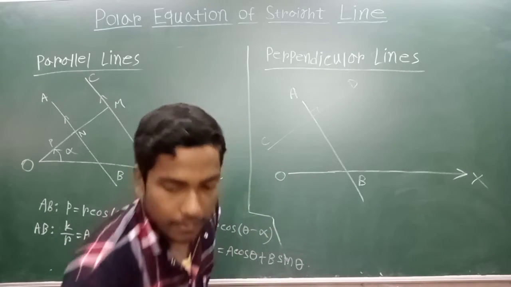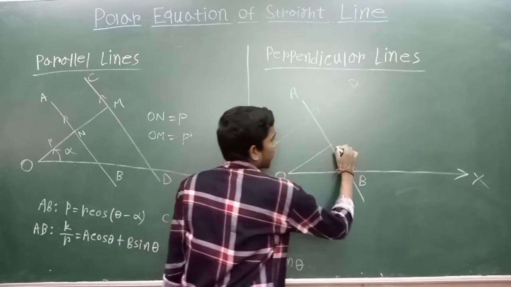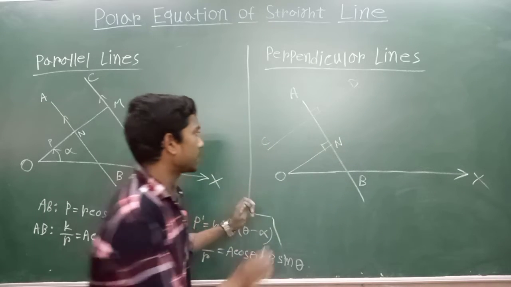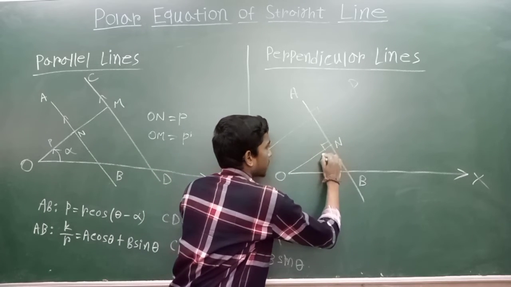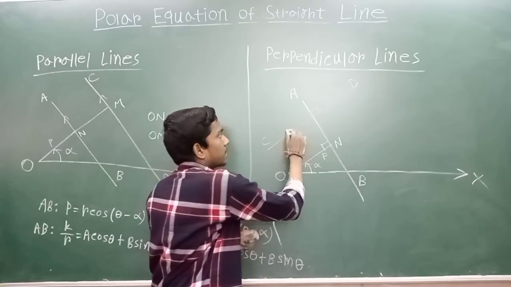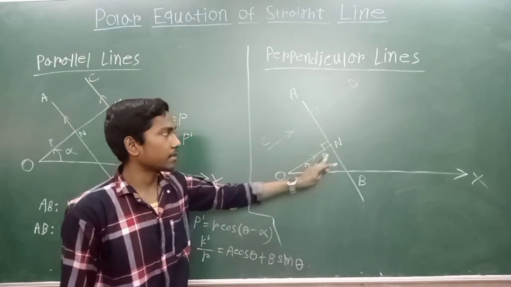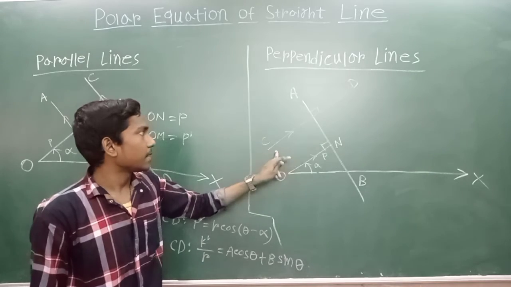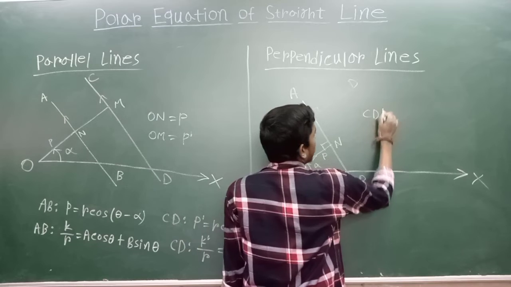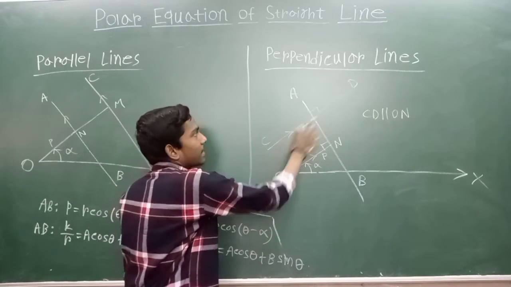Now we know that if we draw a perpendicular from O to the straight line AB, this is ON, and this is perpendicular to the straight line. Then we know this length is p units, and this angle is alpha. Now observe carefully, students. This straight line CD is parallel to the straight line ON, because this is also perpendicular to AB and this is also perpendicular to AB. So these two straight lines CD and ON are parallel. So we just have to find the equation of CD.